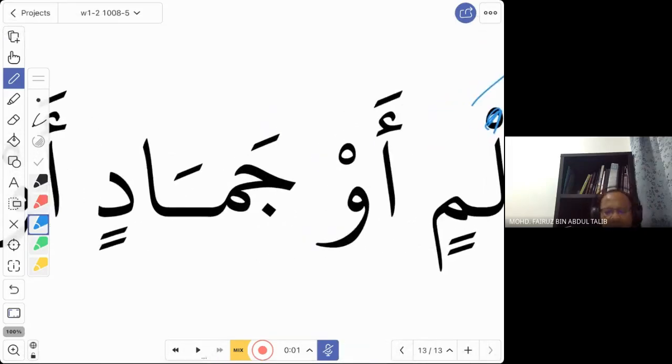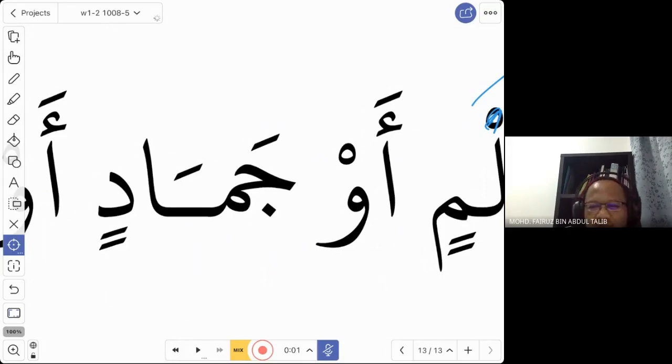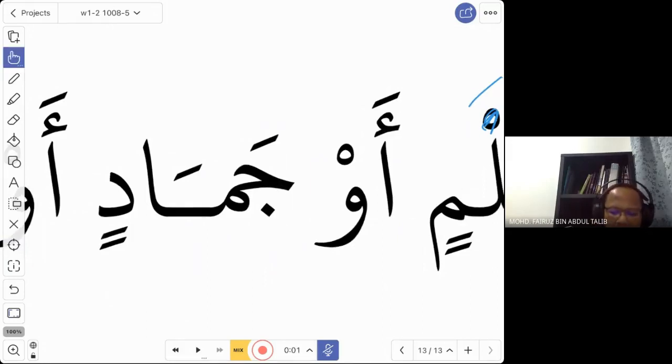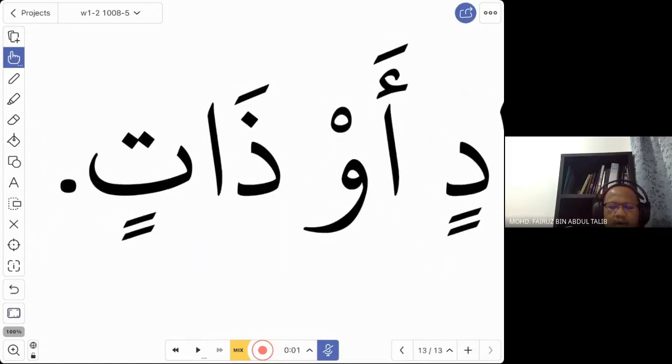Au jamad, or an object. Jamad is actually an object, inanimate object, the object that does not have life. Okay, such as what? Such as school, just now, madrasa. So madrasa, that is an object, so it is an isim. Jamad. Au that, or that.